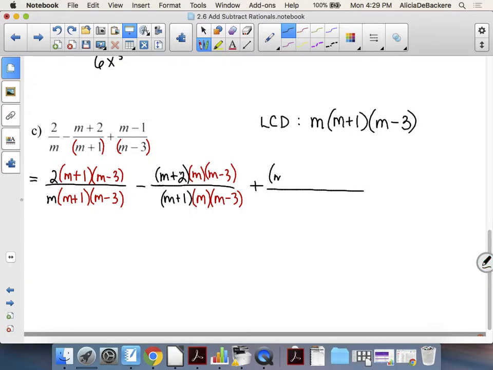I had an m minus 1 over m minus 3. My denominator is missing an m factor and an m plus 1 factor. But if I multiply the denominator by that, I also need to multiply the numerator by that. And now I'm going to start simplifying these things.